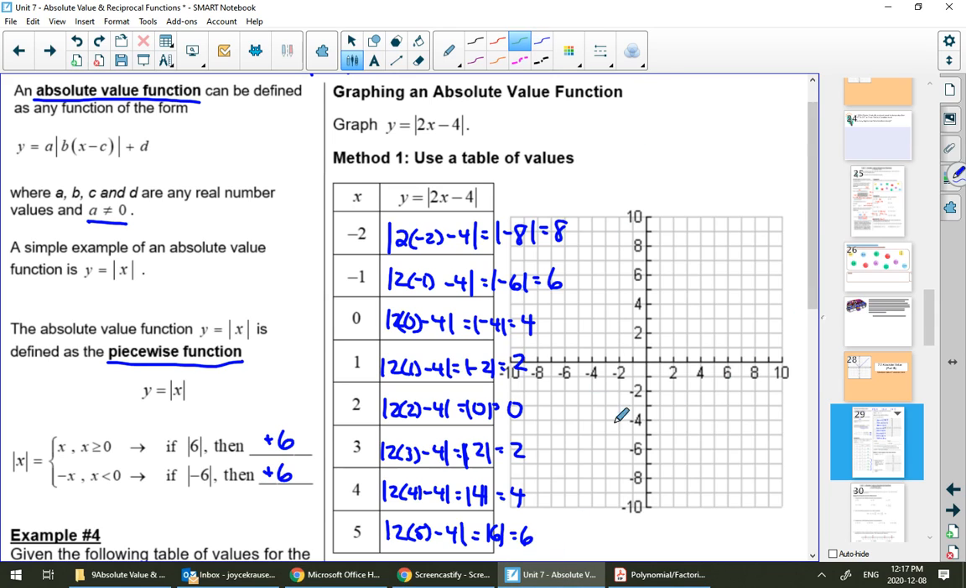Now we're going to take those points and plot our graph. So negative 2 comma 8, negative 1 comma 6, 0 comma 4, 1 comma 2, 2 comma 0, 3 comma 2, 4 comma 4, and 5 comma 6. Now to sketch this graph, we're going to pull out a straight edge or a ruler and we'll sketch that graph.